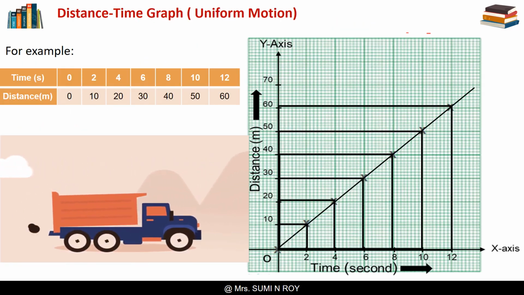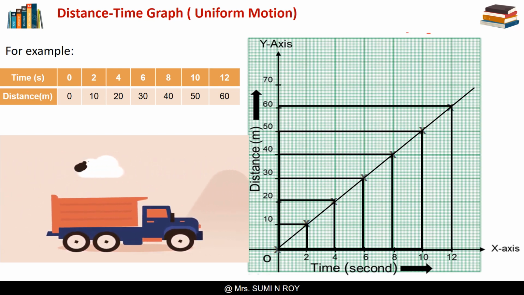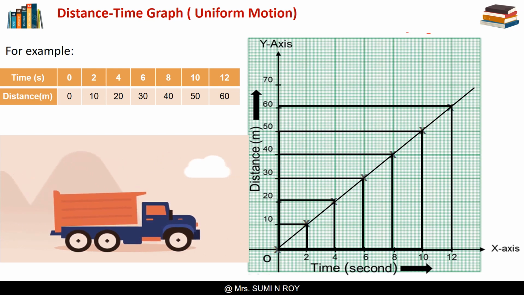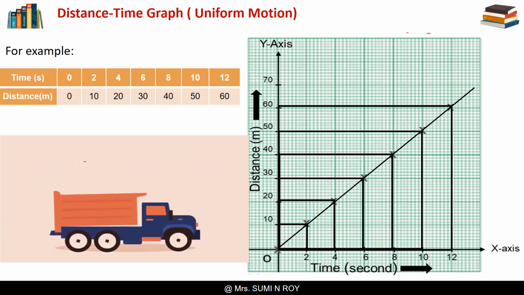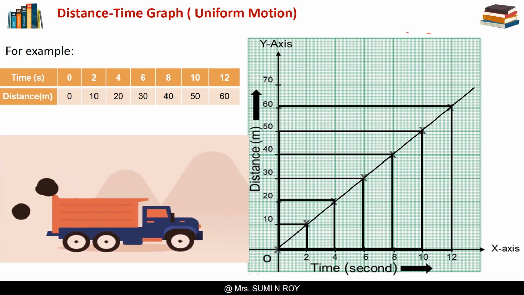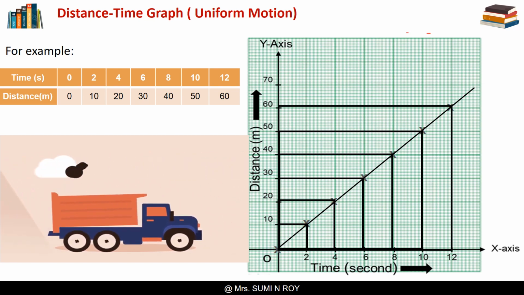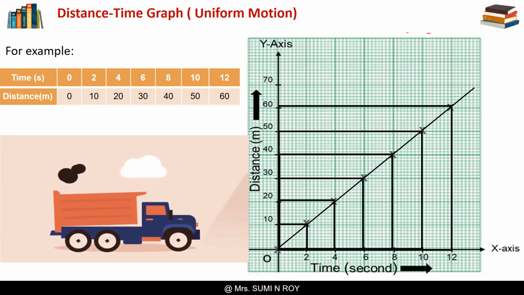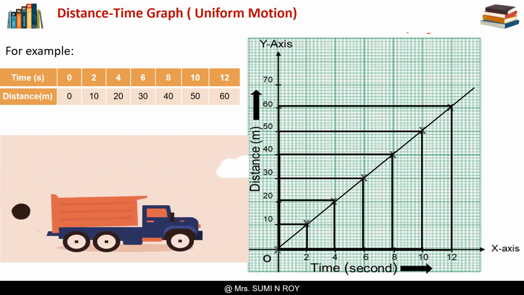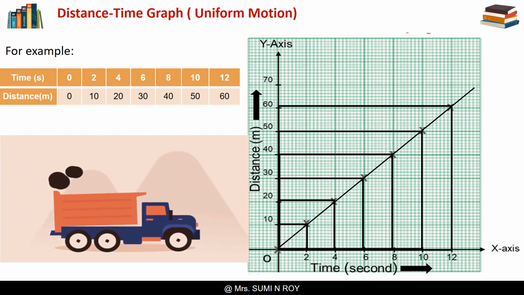Distance time graph for uniform motion. A body has a uniform motion if it travels equal distances in equal intervals of time. For example, a truck running at a constant speed of, say, 10 meters per 2 seconds will cover equal distances of 10 meters every 2 seconds. So its motion will be uniform. Thus, the distance time graph for uniform motion is a straight line as shown in the figure.